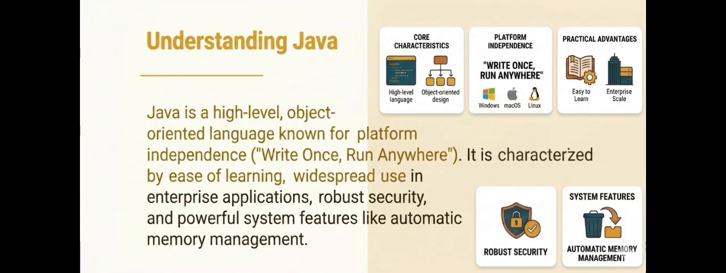Next we are going to understand Java and its core characteristics. Java is a high-level language. Why is it high level? Because it uses human-readable syntax instead of complex machine code. It's object oriented, so it organizes software design around objects or data rather than functions. It's platform independent, which means we can write the code once and run it anywhere. A program runs on any operating system without code modification, and it has cross-platform compatibility. It works seamlessly across different operating systems.